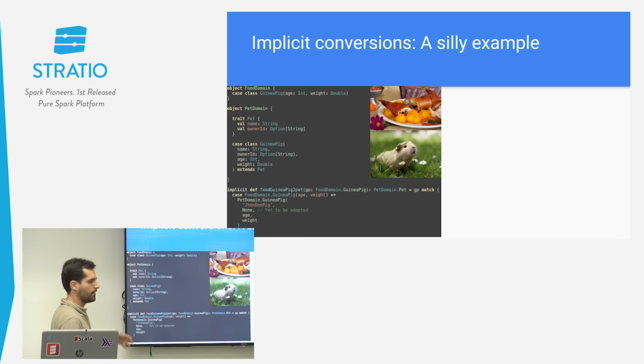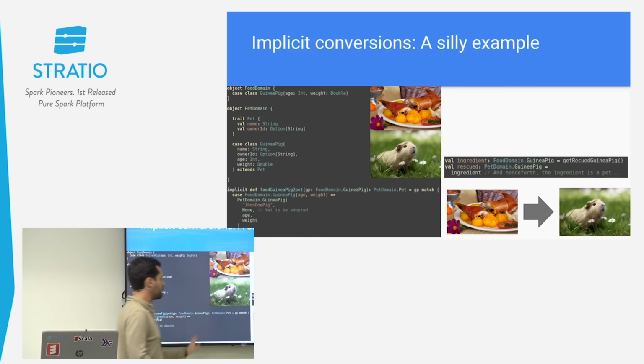We give a fake name or an empty name, Yondo pig. We have no owner yet because it hasn't been adopted yet. And we recycle the age and weight data, okay? Because someone trying to adopt it will be happy to know what the age of his pet is. Okay, so we go from food to pets.